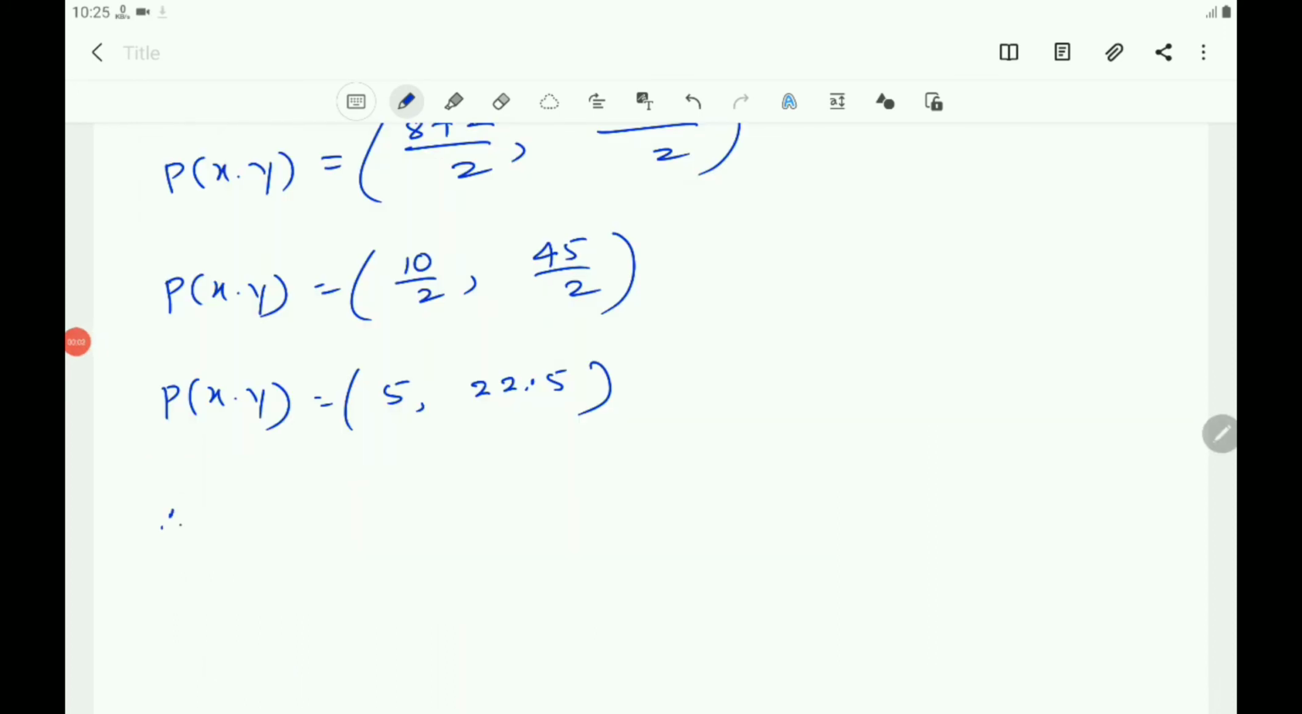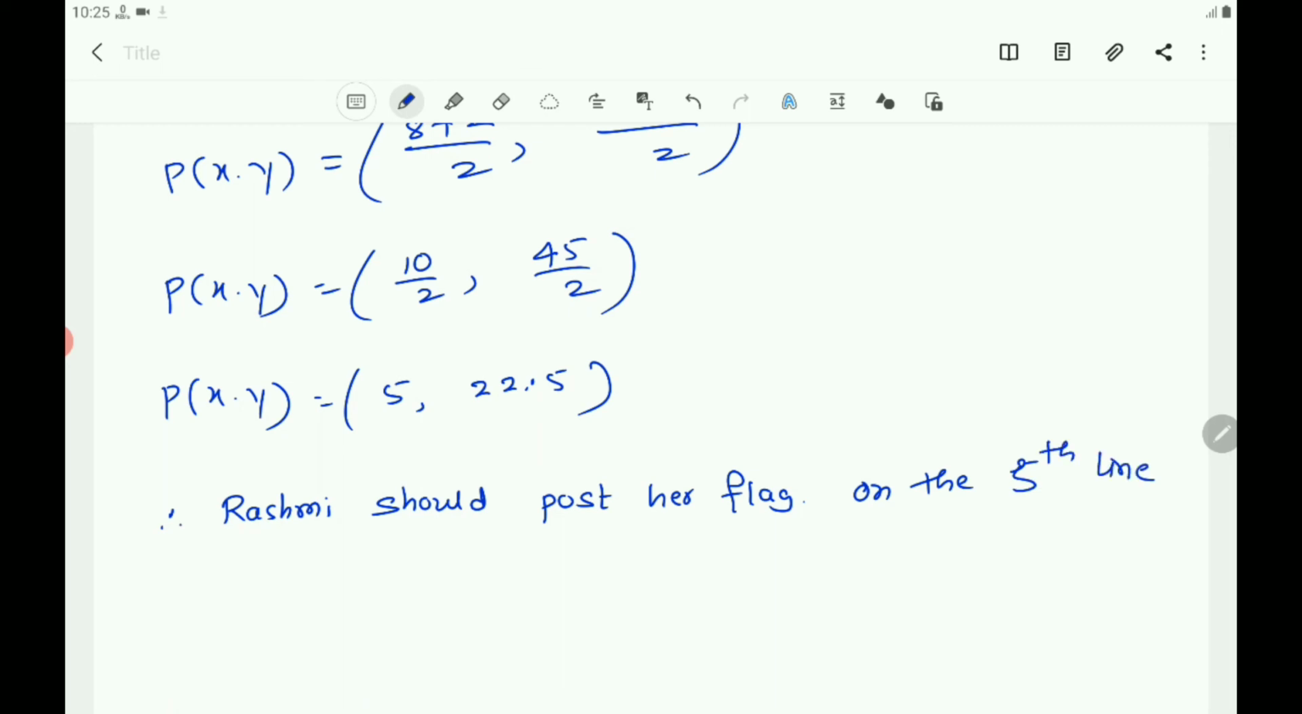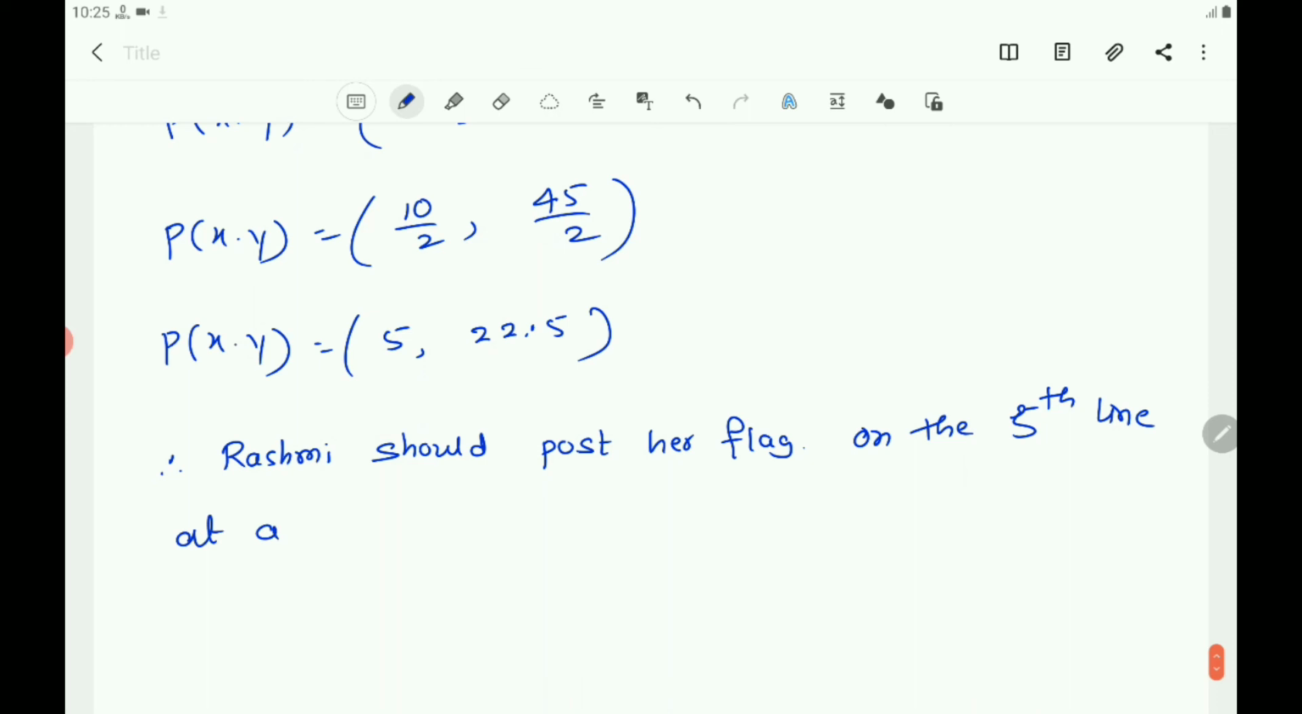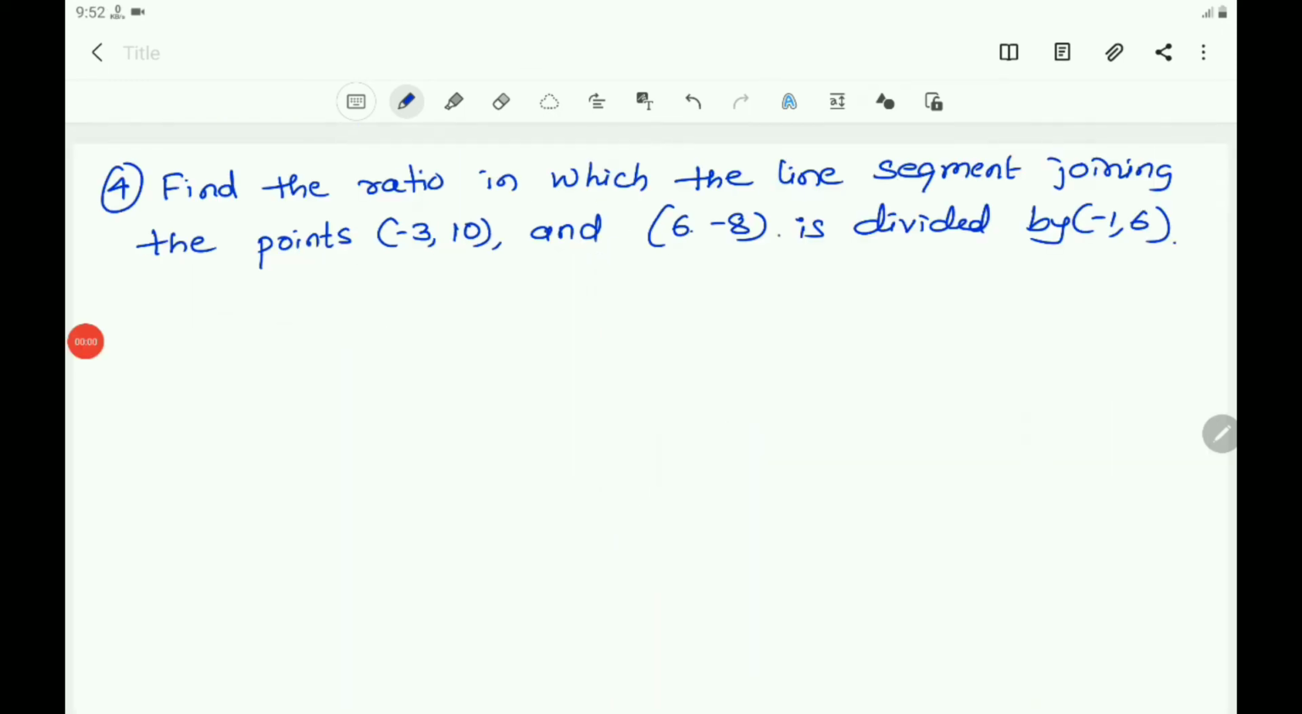Therefore you write, Rashmi should post her flag on the fifth line, at a distance of 22.5 meters.